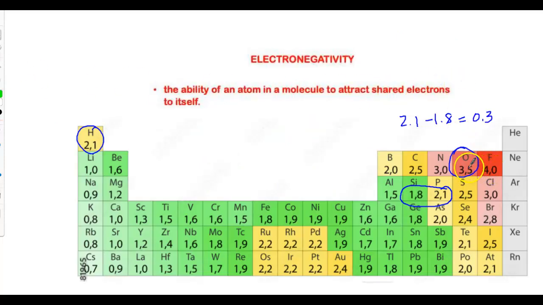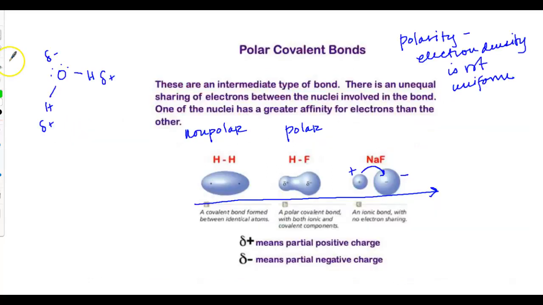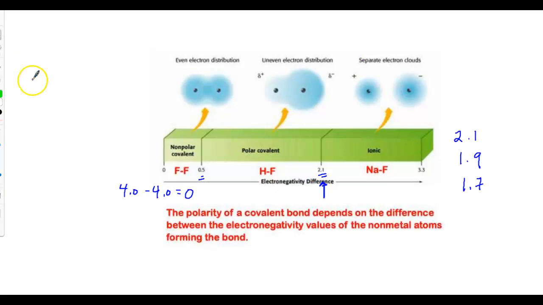Let's see, OH would be one, like in the hydroxide ion. OH, that's 3.5 minus 2.1, that is 1.4. That is an example of a polar covalent bond, 1.4, somewhere in here.